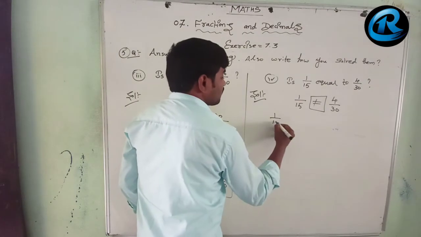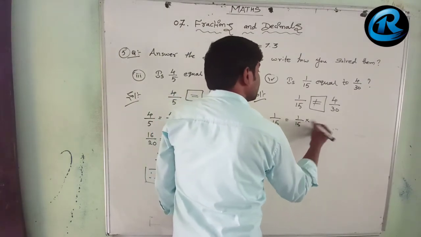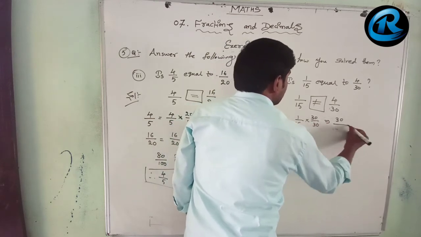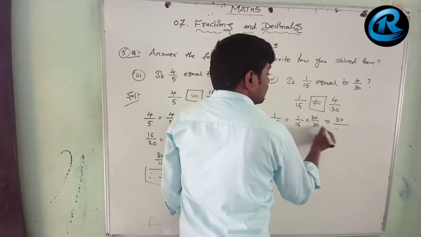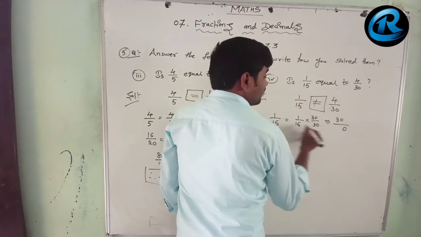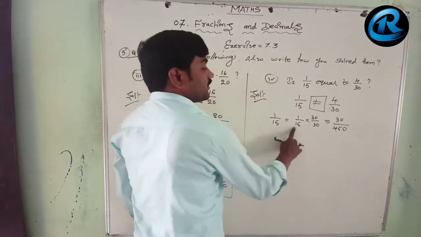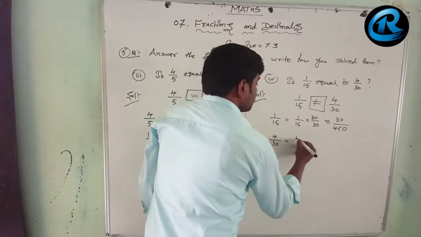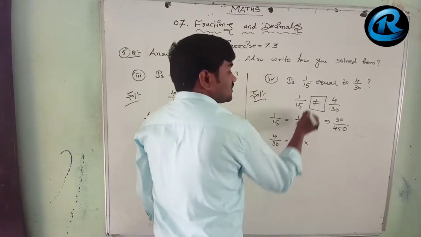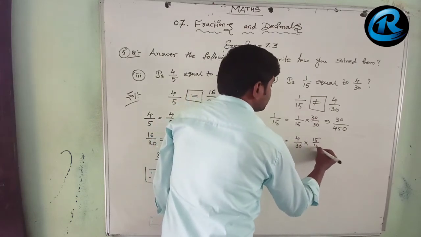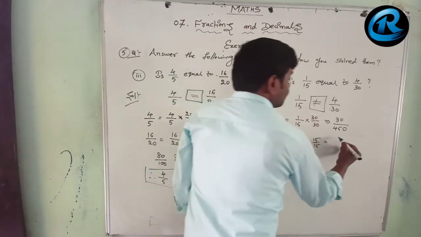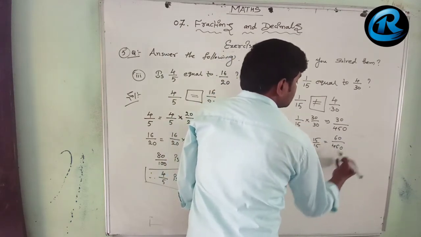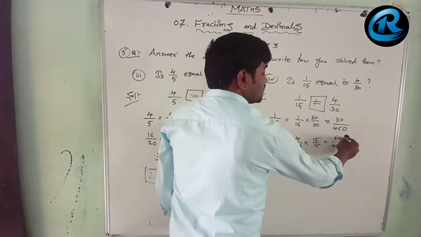Let us write how they are not equal. This 1 by 15, we multiply by 30 by 30. 1 into 30 is 30, by 15 into 30. 0 you write here, with 3 you multiply 3 fives are 15... 15 into 30 is 450. Then take the next fraction, that is 4 by 30. We have to increase this by 15 times. 4 into 15 is 60, and 30 into 15 is 450. So we get 30 by 450 and 60 by 450.